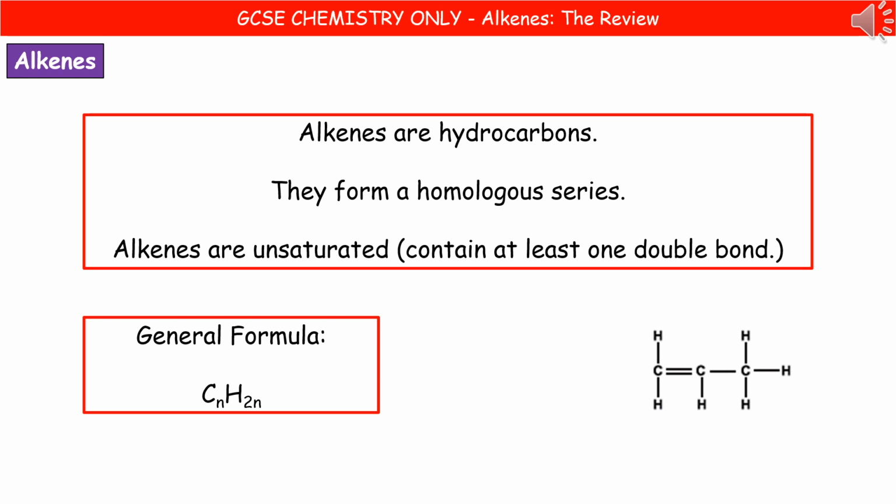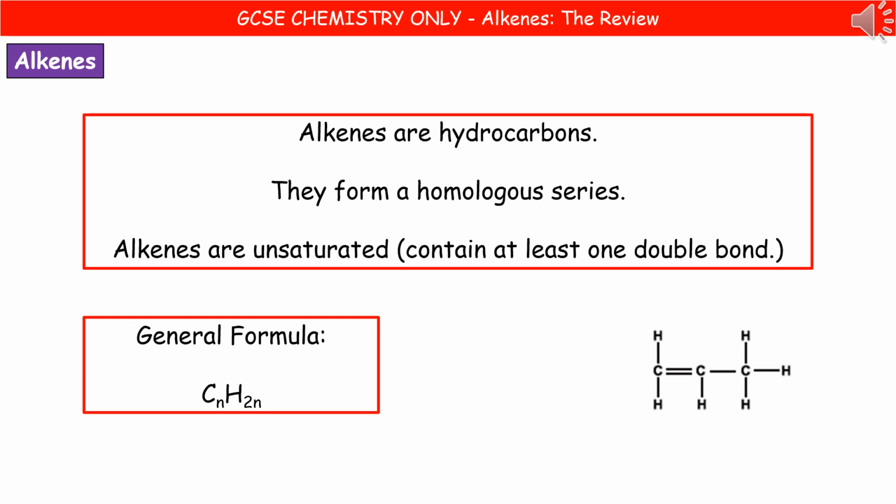Now, a key feature about our alkenes is that they are unsaturated. So this tells us that they contain at least one carbon-carbon double bond. Just like with the alkanes, we do need to be able to name the first four straight chain alkenes and draw their displayed formula. So I've given you the displayed formula of one in the bottom right there, which hopefully you know is propene because we've got 3 carbons there.